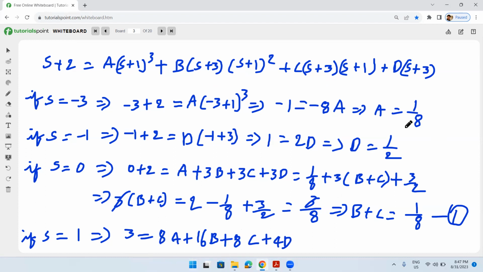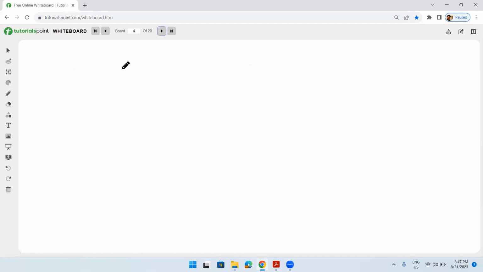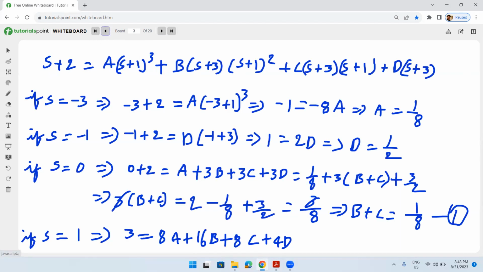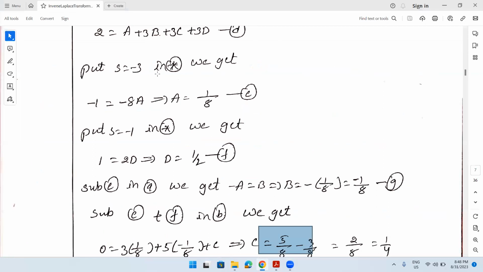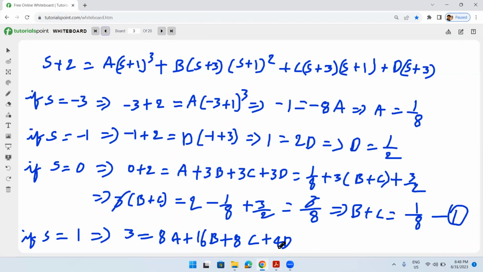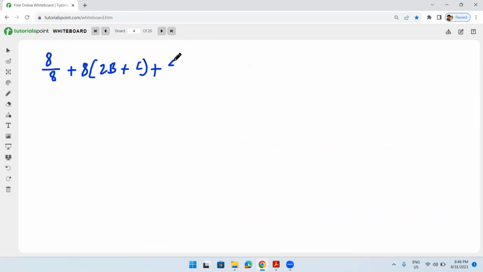Here, so substitute the values of a and d. What is a value? 1 by 8. Okay. So 8 into a value is 1 by 8. Okay. And next, what do we get? B and C values we don't know. But here we can take 8 as common. 16b plus 8c, I'll take 8 as common. So we get 2b plus c plus, and we take d, 4d. What is d value? 1 by 2. That is 4d. D value is 1 by 2, 4 by 2 is equal to 2.